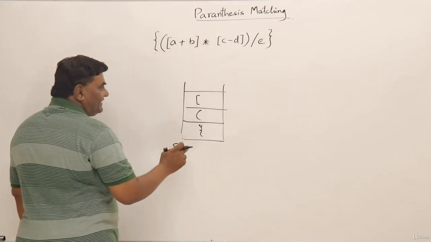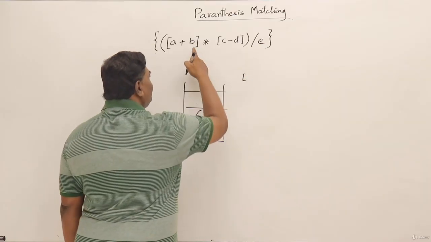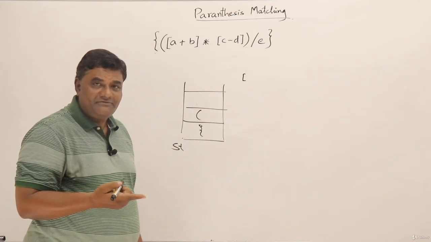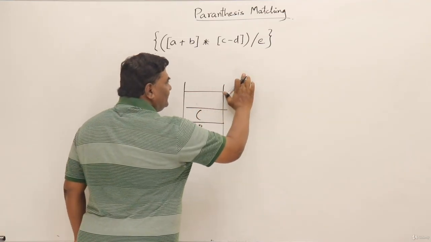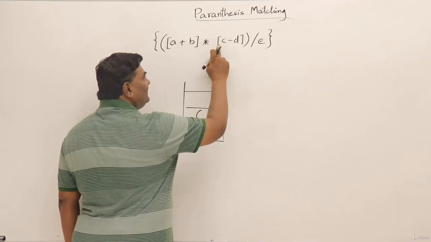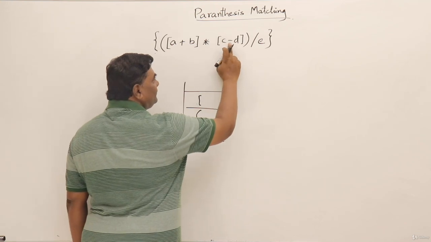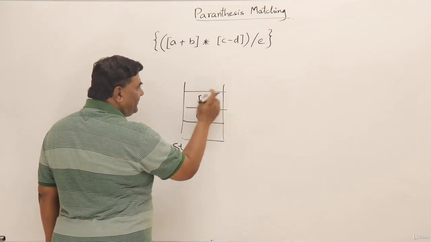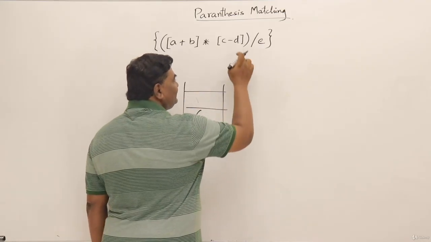For this closing bracket, when I pop out something from the stack, it must be a match for that square bracket only. So yes, it's an opening bracket. Perfect. Square opening bracket, so it's perfect. Then don't do anything, just continue. Asterisk, ignore it. Opening square bracket, okay, push it into the stack. C, ignore. Minus, ignore. D, ignore. Closing square bracket, so pop out. So what do we get from the stack? It's an opening square bracket. So yes, it is matching.